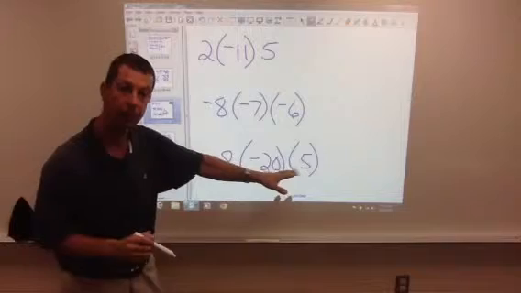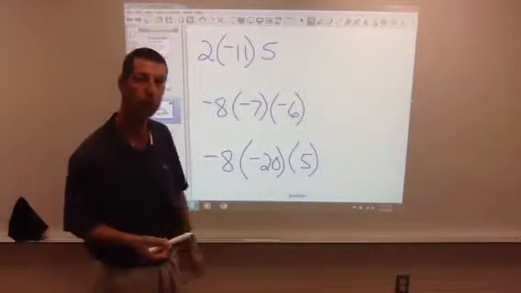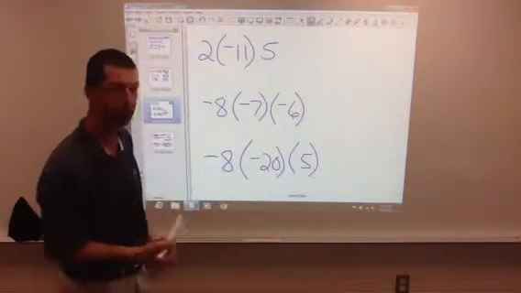Okay, here's another set now. Here we have 3 integers involved. Always a little bit more challenging, but nevertheless very doable.